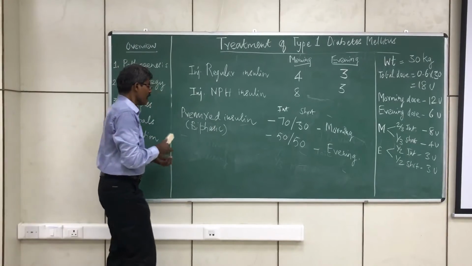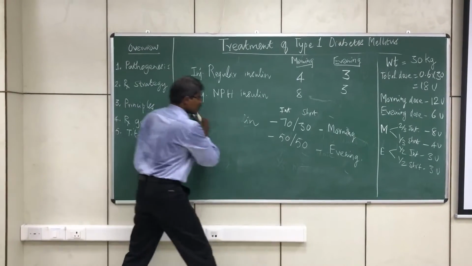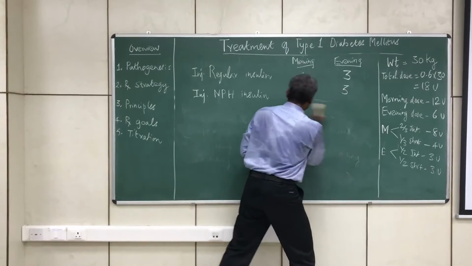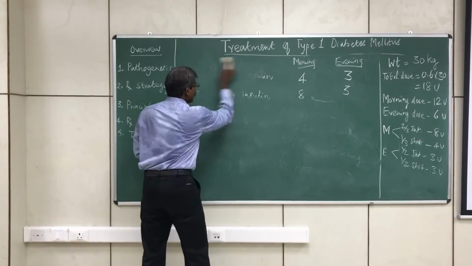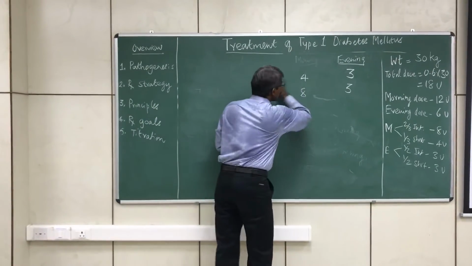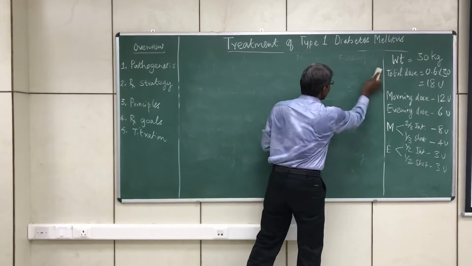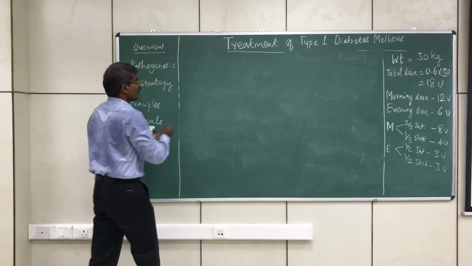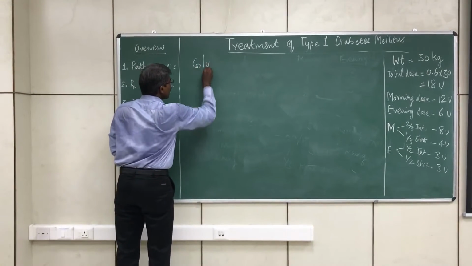Right. Now let's go to the treatment goals. So this is how we start a treatment regime for type 1 diabetes in a patient. Now let's see what the goals to be achieved are and how we are going to titrate the dose for this patient. Let's take the glycemic goals to be achieved.